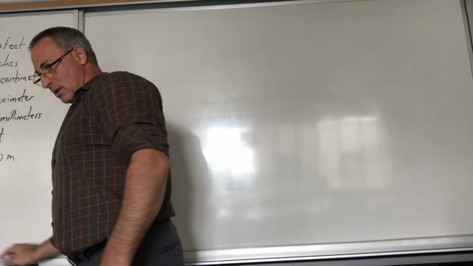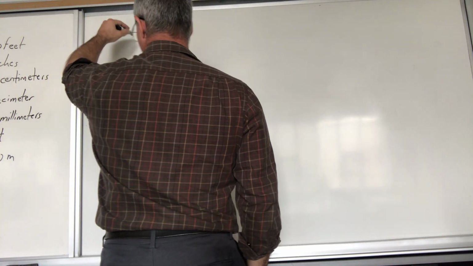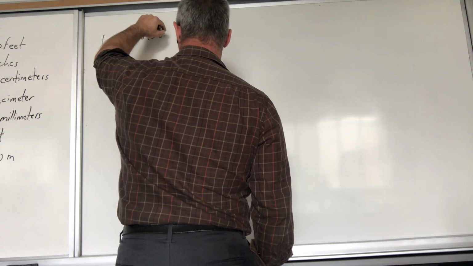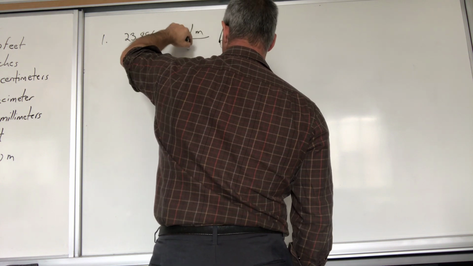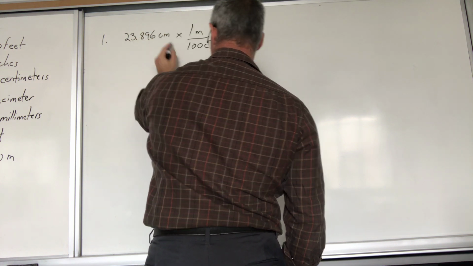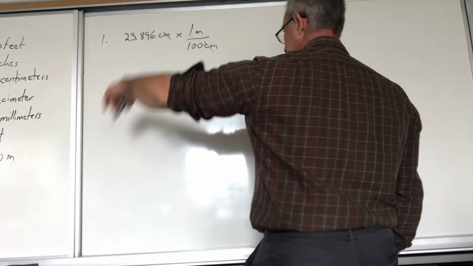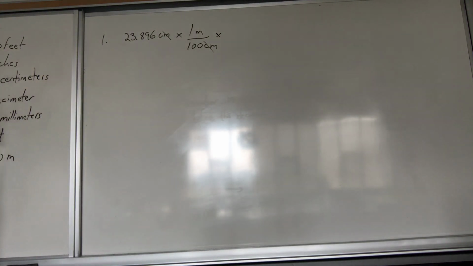Okay, so let's do the first one together. You have 23.896 centimeters times 1 meter per 100 centimeters. Why did I write it this way? Because I want to cancel centimeters. Then I'm trying to turn it into kilometers, right?